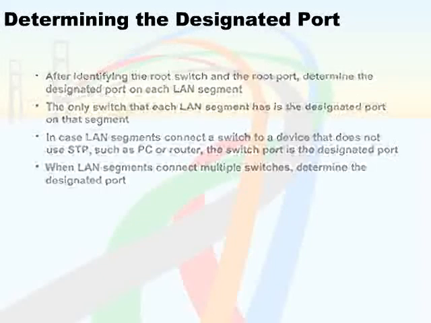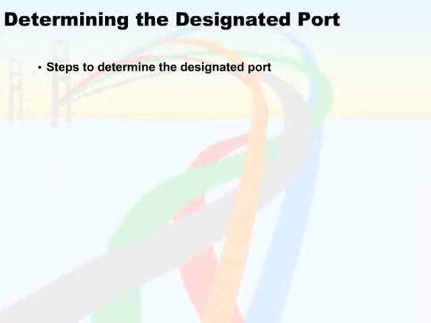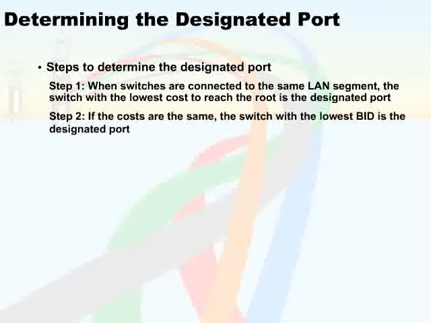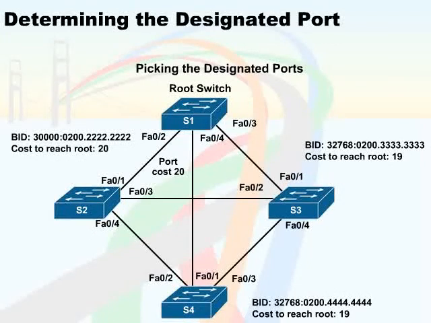To do this, you need to perform two steps to determine the designated port in case of LAN segments connecting multiple switches. In the first step, when switches are connected to the same LAN segment, the switch with the lowest cost to reach the root is the designated port. If the costs are the same, the second step is to determine the switch with the lowest BID. The switch with the lowest BID will be the designated port. Please note that step 2 is only going to be required when the costs are equal in step 1. Let's look at an example to understand this concept a little better.